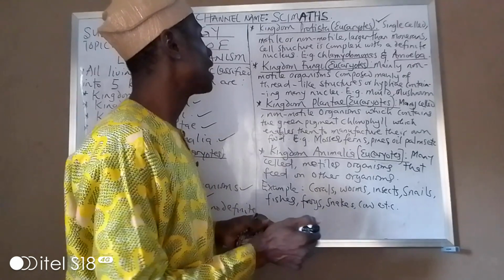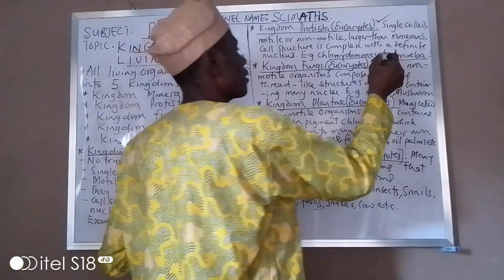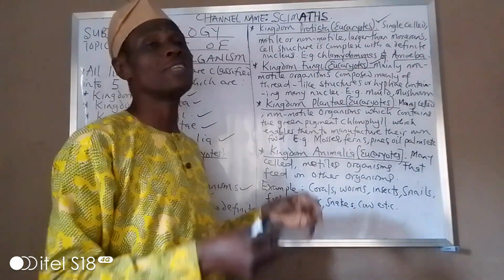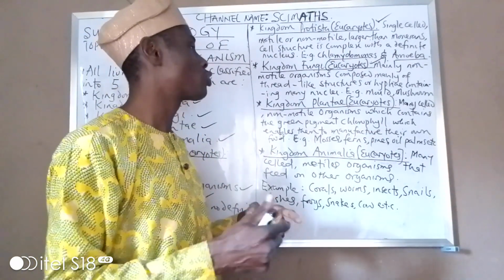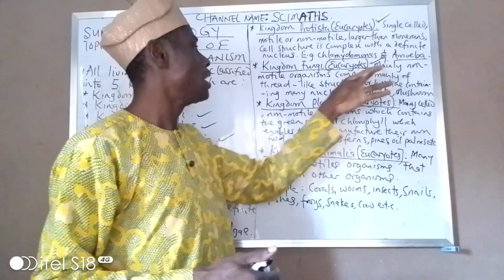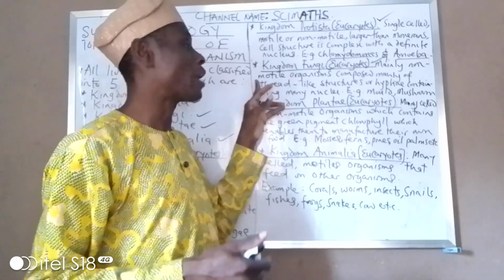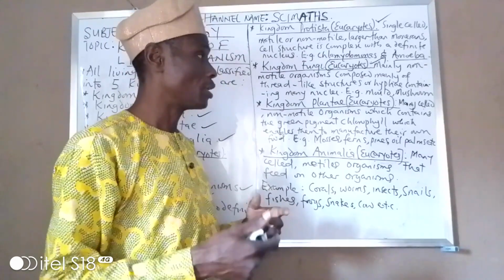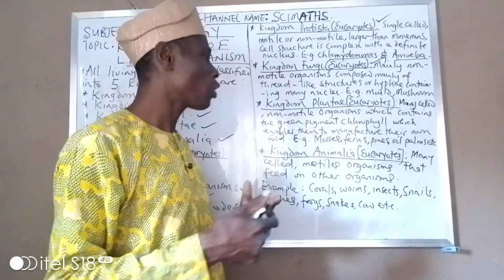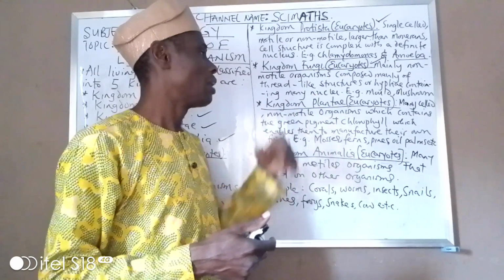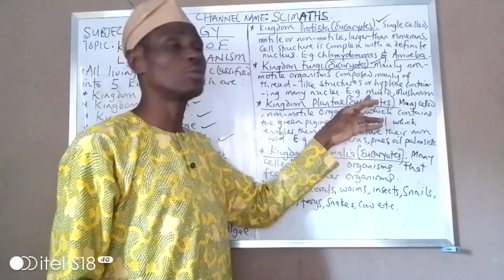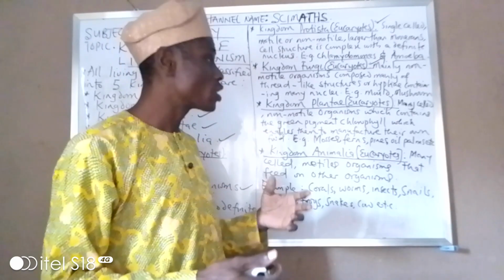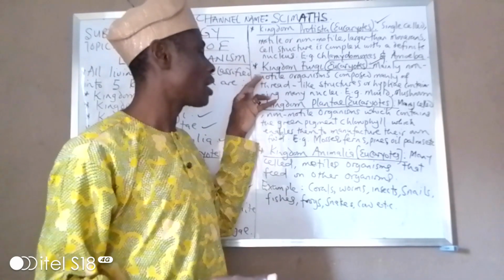Now let us move on to the next kingdom, called kingdom Fungi. These ones are also eukaryotic. That means they have a true nucleus. Most of them are non-motile. They are composed of thread-like structures, or hyphae, containing many nuclei. Examples of fungi are mold, mushroom, and Rhizopus. They are under kingdom Fungi.